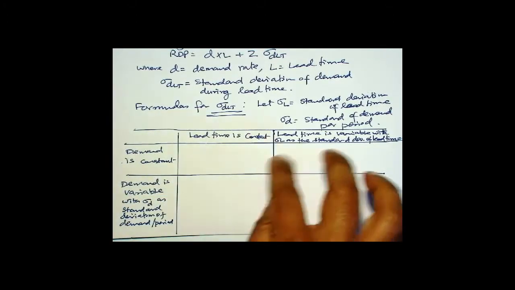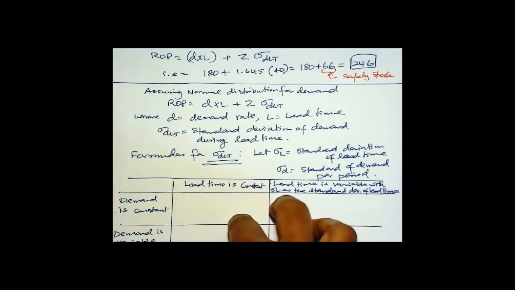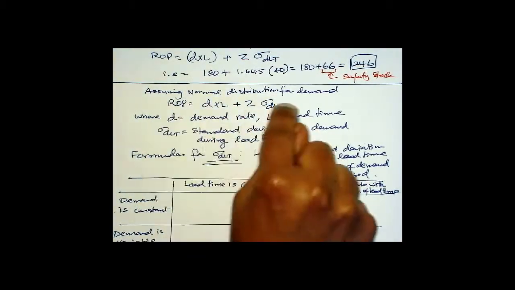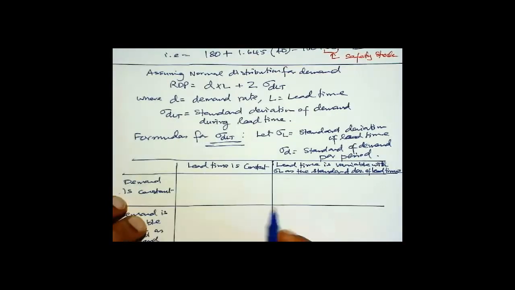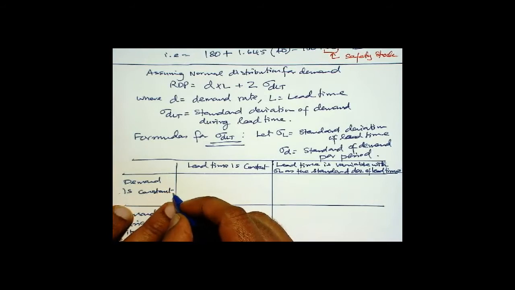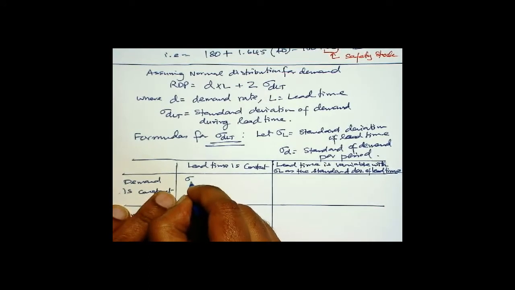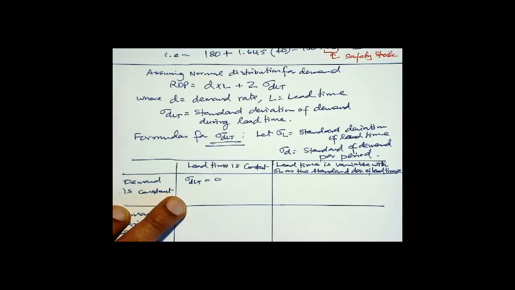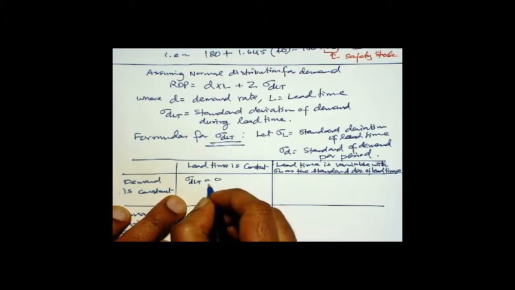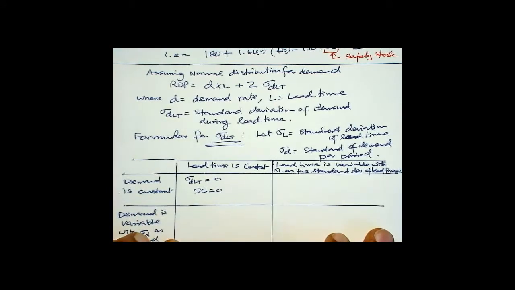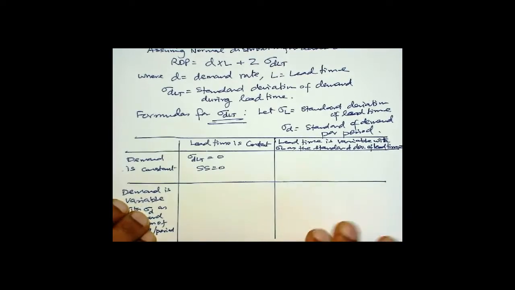Once we have that, then we can determine the sigma sub DLT using that formula and plug it into this formula to find the reorder point. Now, in this case, when lead time is constant, demand is constant, then sigma sub DLT is 0. So this was the first case that we considered way back, when both demand and lead time are constant. So in that case, safety stock is 0. There is nothing for us to worry about.